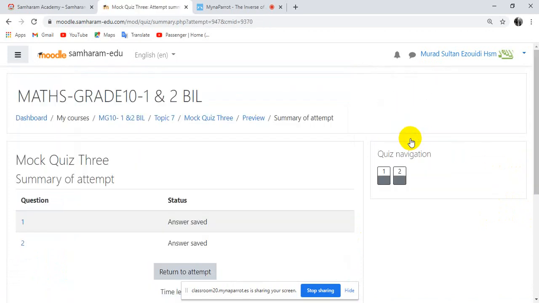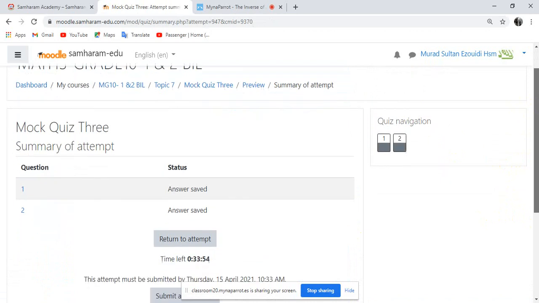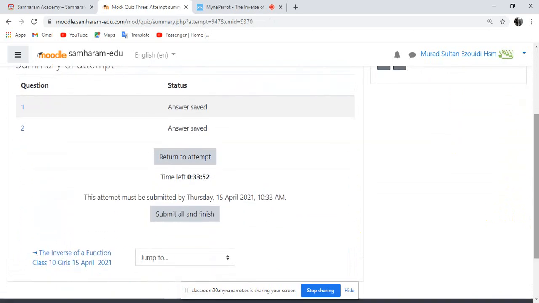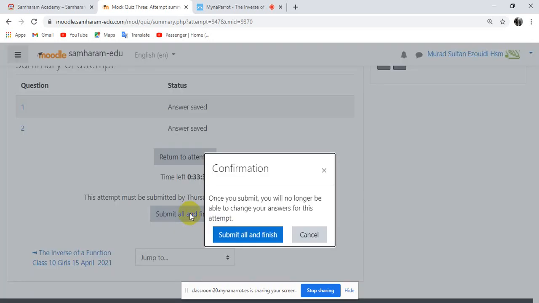Look, after doing that, what will happen exactly? Return to attempt. It tells you, please, go back to your exam. You have more time. Or, this attempt must be submitted by Thursday, 15 April, 10:33. You will make like that. This one, what I mean. Submit all and finish. Okay, I will make like that.